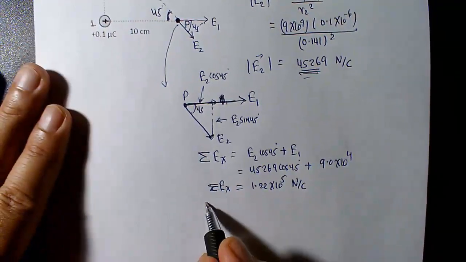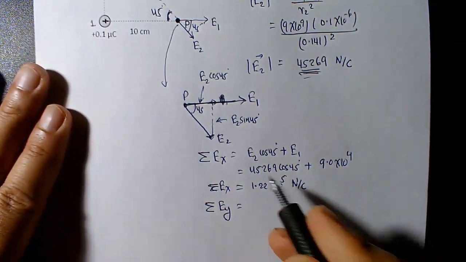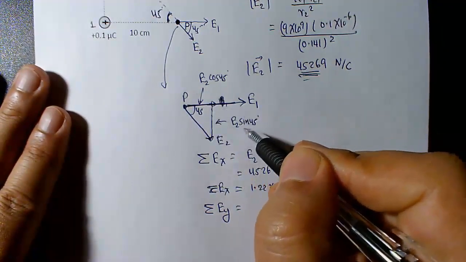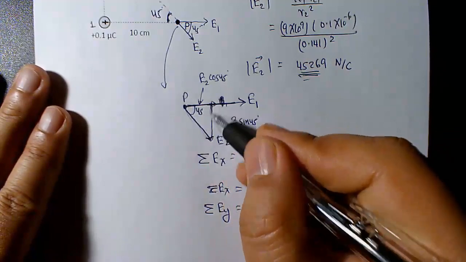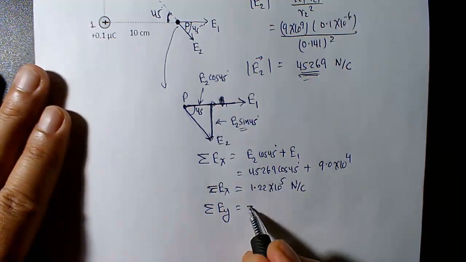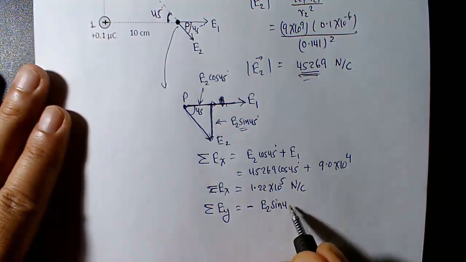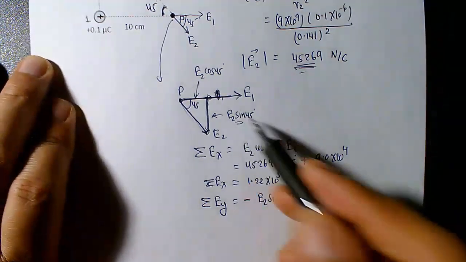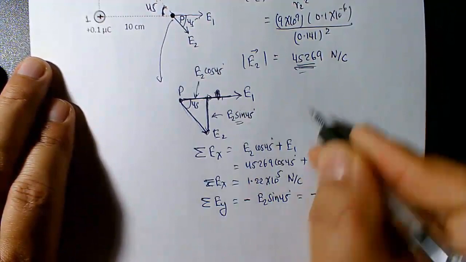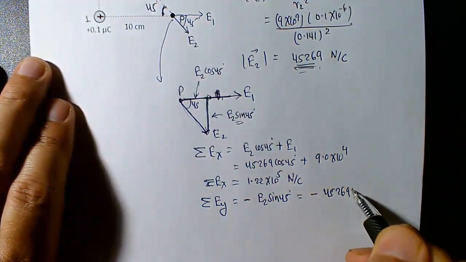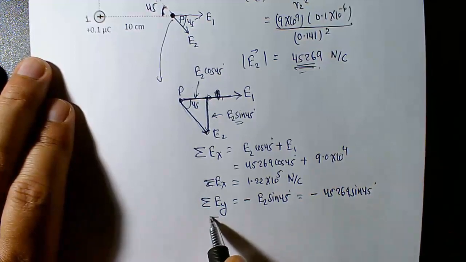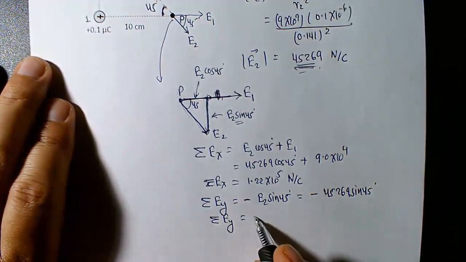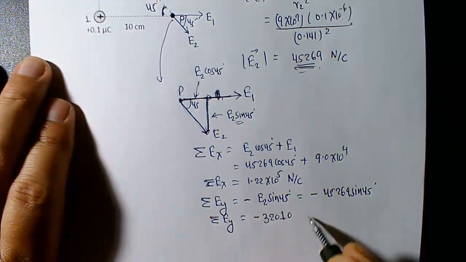Similarly, you need the sum of the electric field in the y direction. The sum in the y direction has only one component, contributed from E2, but this is in the fourth quadrant, so it is negative because it's facing down. So make sure you put negative E2 sin 45. If you had other y components, some would be plus and some minus, but since you have only one, this is now E2, 45,269, sin of 45 degrees. If you do this calculation, it's going to give you negative 32,010 newtons per coulomb.